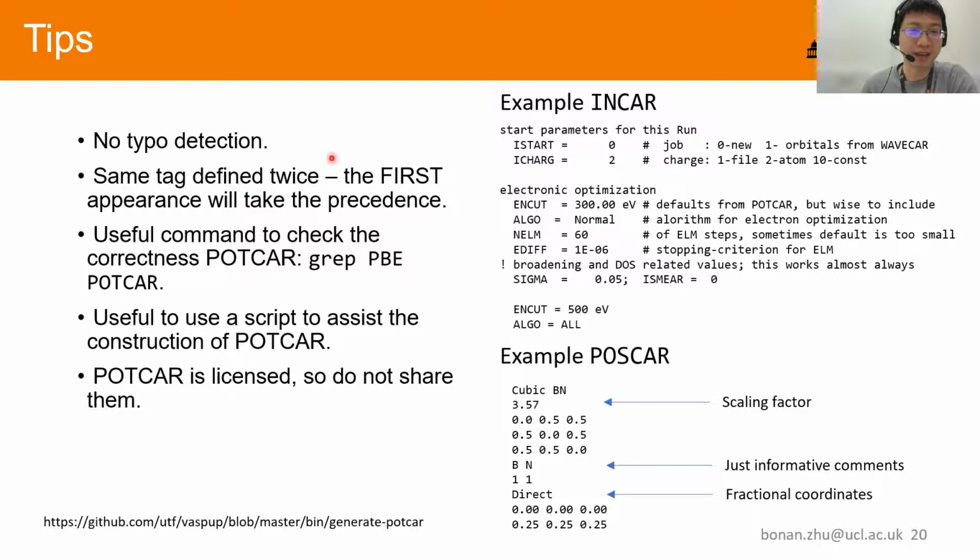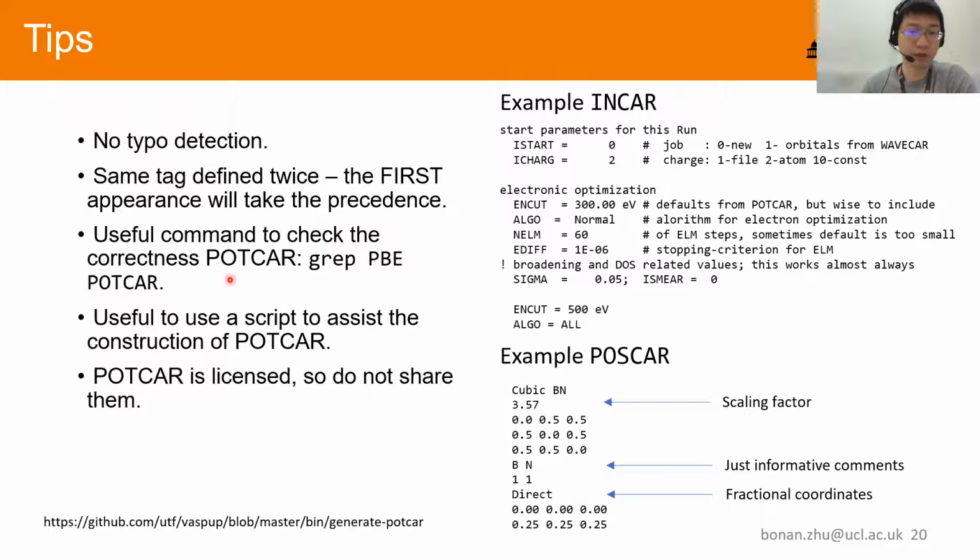The other very surprising thing is if you define the same tag twice, the first appearance will take precedence. So if I set ISTAR equals 0, and then I want to change it to ISTAR equals 1, I just add one line here. No, it doesn't work. Only the first one is being used, which can be quite surprising.